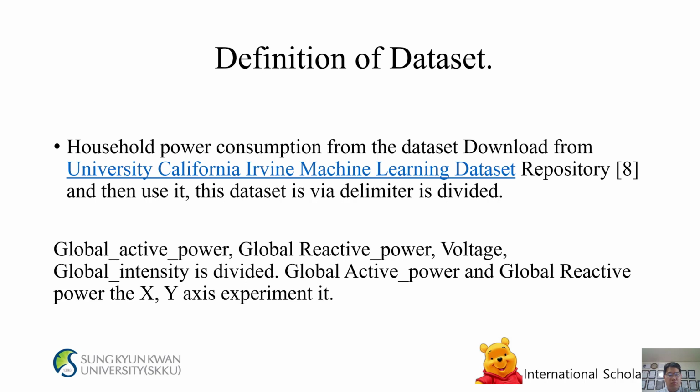Definition of dataset. Household power consumption dataset downloaded from the UC Irvine Machine Learning Repository, reference A. And then use it. This dataset is divided via delimiter. Global active power, global reactive power, voltage, global intensity are divided. Global active power and global reactive power on the y-axis were experimented.